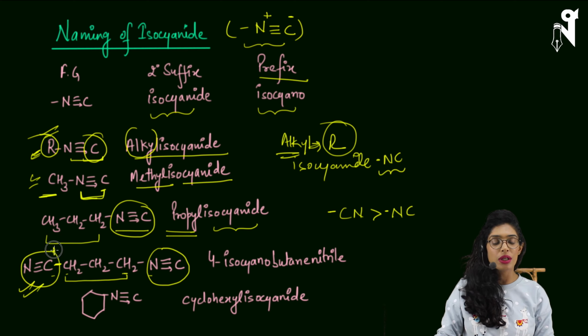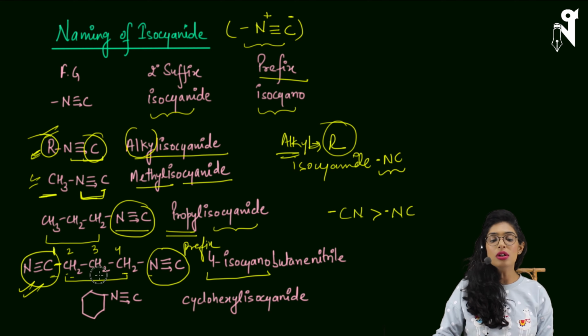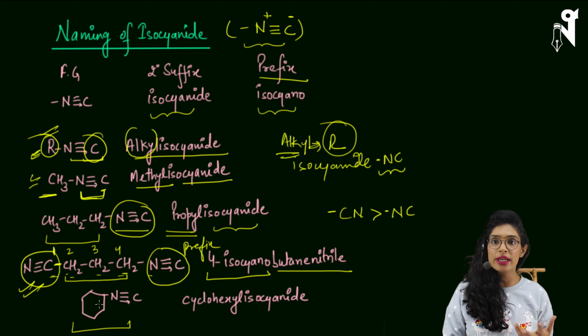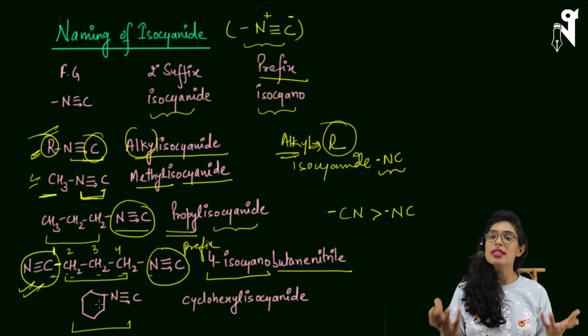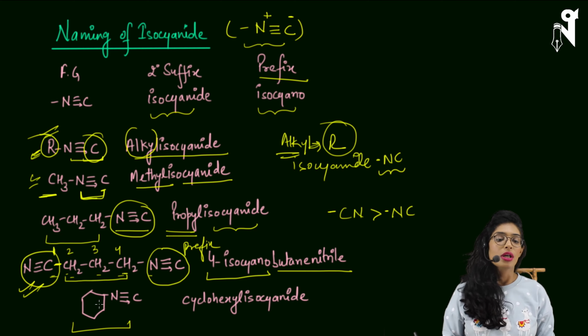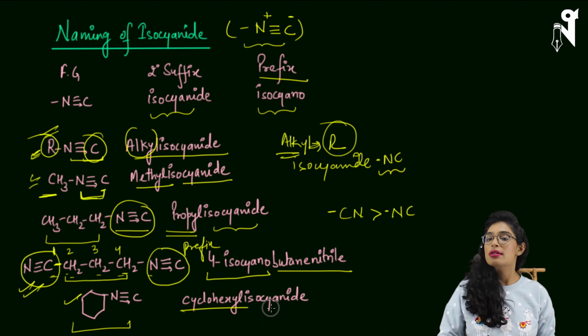My numbering will start from here, 1 2 3 4, and this will be acting as prefix. So on the fourth carbon I have an isocyano group, and the total number of carbons is 1 2 3 4, so butane nitrile. Okay, this is an important point when you have to compare between CN and NC. CN has higher priority than NC. Now look at this compound. When we have cyclic structures also, the name doesn't change. There is no special case which comes into the picture. The name is very simple. If it is suffix, then you will be using isocyanide. If it is prefix, you will be using isocyano. So here, cyclohexane isocyanide, simple.